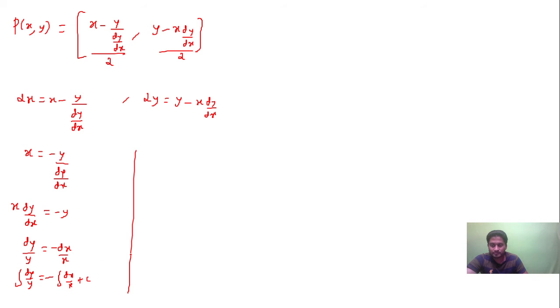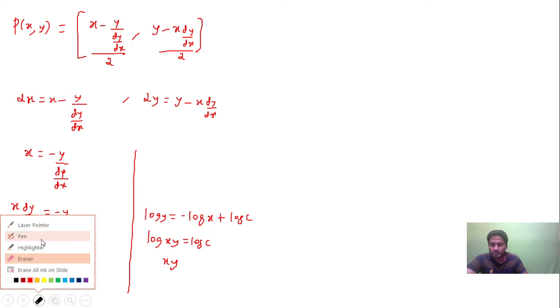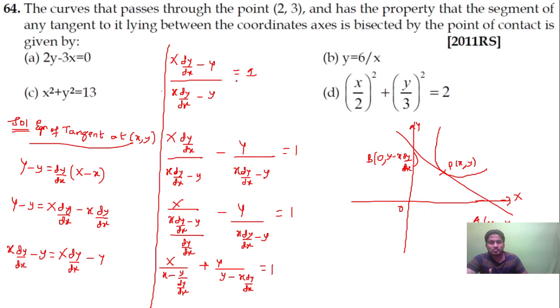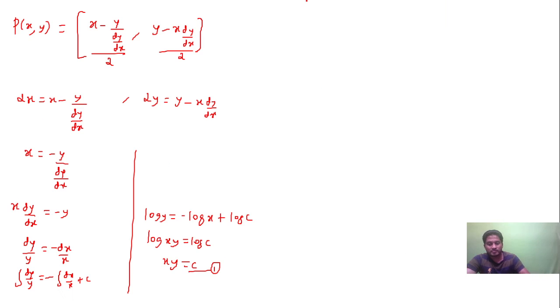So this becomes log y is equal to minus log x plus c, which can be written as log c. So shift it to the left side: log m plus log n is log m into n, is equal to log c. If you equate, you get x into y is equal to c. Now use the boundary values. It passes through the point 2 comma 3, so obviously c will be equal to 6.